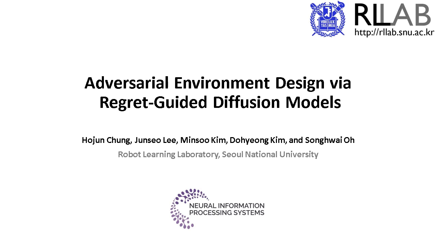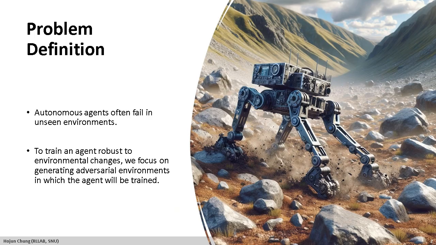I'm excited to introduce our recent work, Adversarial Environment Design via Regret-Guided Diffusion Models. Training agents that are robust to environmental changes remains a significant challenge in deep reinforcement learning. They often fail in unseen environments, even with a small difference from the training environment distribution. Our goal is to solve this problem by automatically generating training environments that the agent finds challenging but conducive to further improvement.